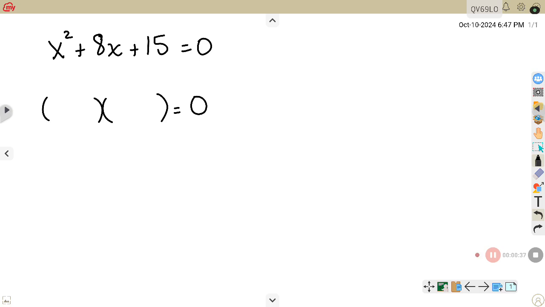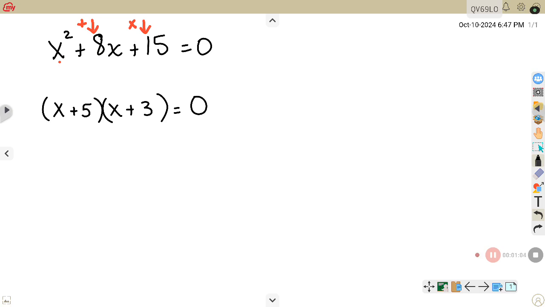In order to multiply to get x squared, I'll need x times x. And then the last terms in the parentheses have to do two things. They have to multiply to 15 and at the same time add to positive 8. So in order to do that, I will need a positive 5 and a positive 3.